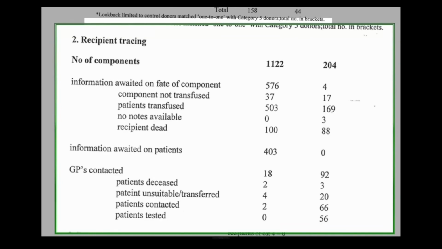But the other figure to note, of course, is also the no notes available. There were 3 components in East Anglia where no notes were available. And it simply gives an indicator of some of the successes and difficulties of the recipient tracing.